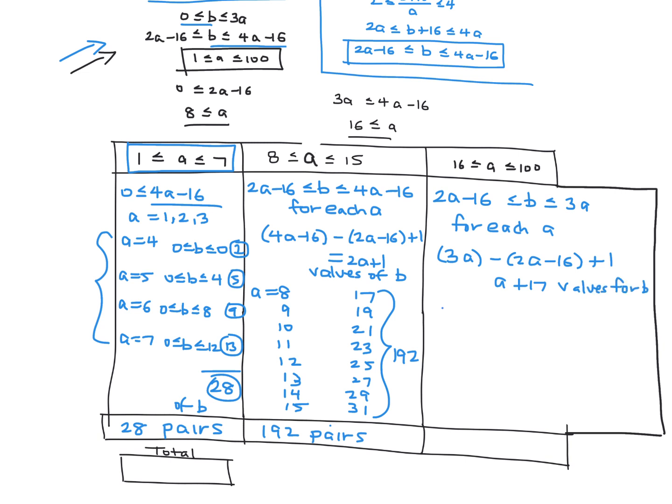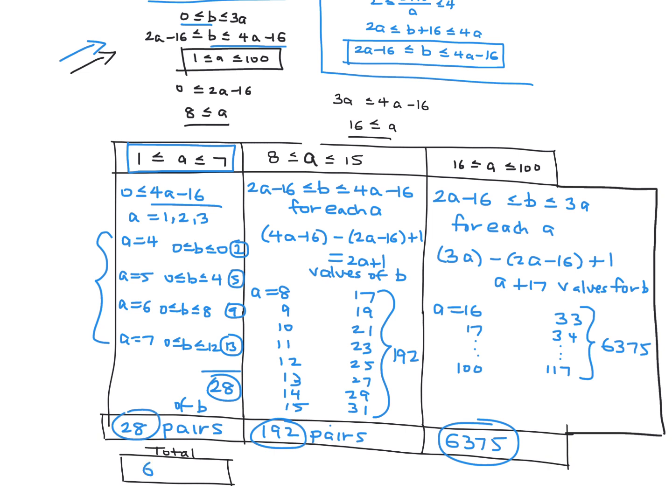So for example, when A is 16, you'd have 33. When A is 17, you have 34. And then all the way down to when A is 100, you'd have 117. When you add up all these, it'll be 6375. So this, again, same story: it'll be 6375. So you add this and this, and when you do, you get a grand total of 6595 pairs of AB.